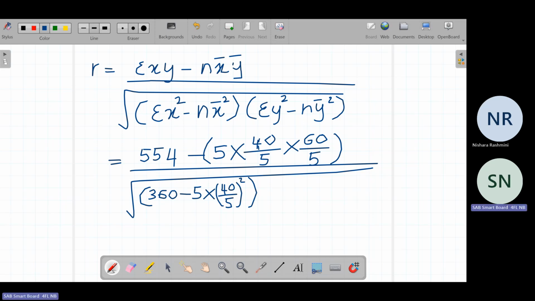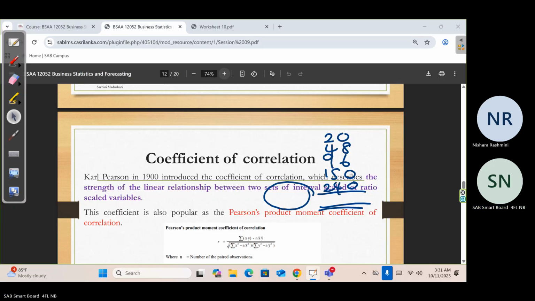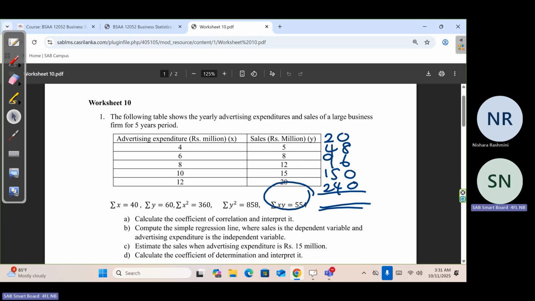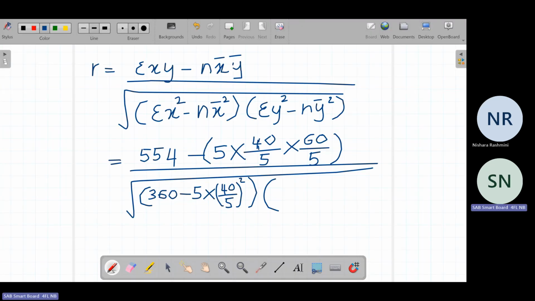Okay. Then sigma y squared. What is the sigma y squared? 858 minus n is 5 into y bar square. It means 60 divided by 5 square. Okay, then there is a square root sign in the denominator. Then you simplify it.